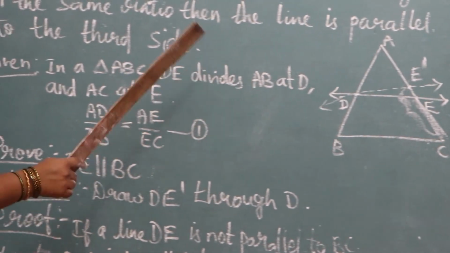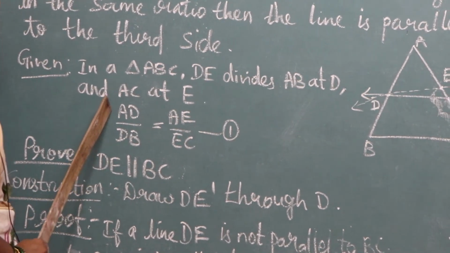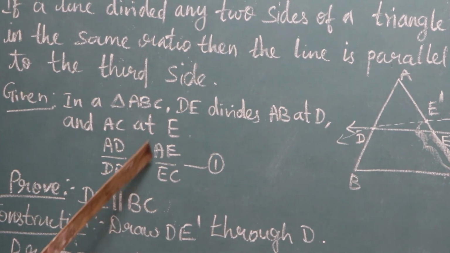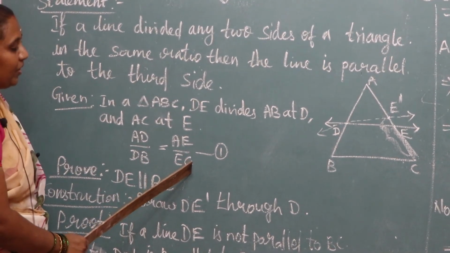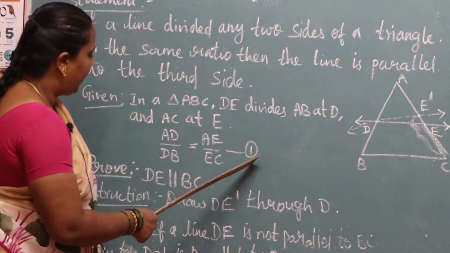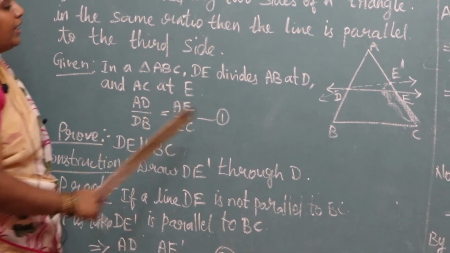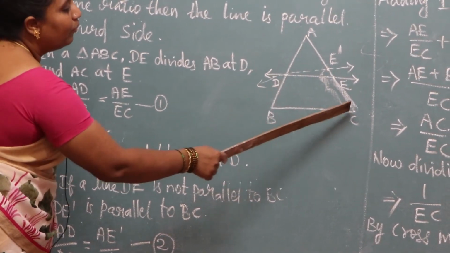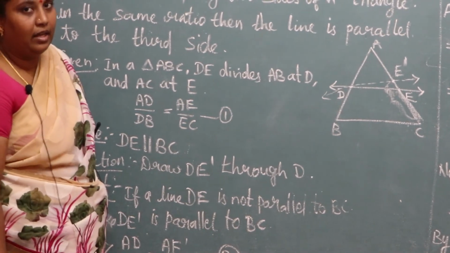So now we can write in the ratio AD by DB equals AE by EC. This is equation number 1. And then what we want to prove here? DE is parallel to BC. This we know already.